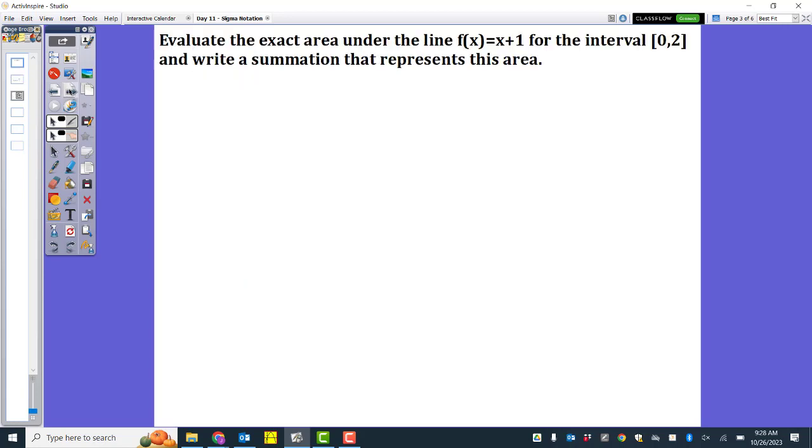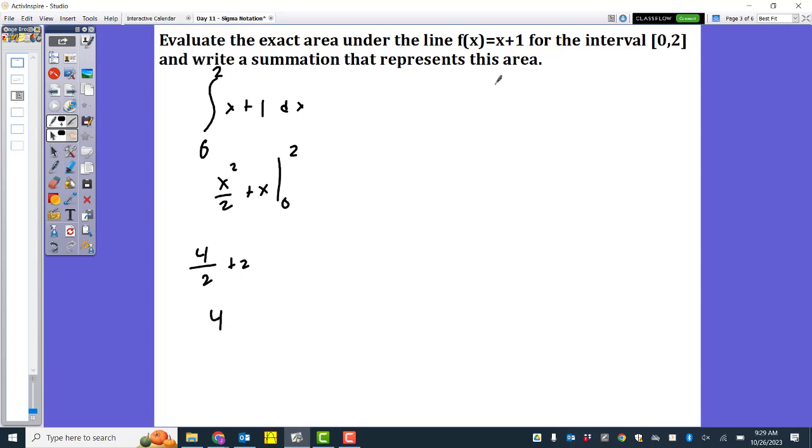Now, the types of problems you're going to ask are wildly different. A lot of times it's going to be something like, here's an integral, represent it as a Riemann sum. So we're finding the exact area under the curve, which means finding the integral from 0 to 2 of x plus 1 dx. We have x squared over 2 plus x from 0 to 2. Plug in the upper and lower bounds, so 4 over 2 plus 2 minus 0, which is going to be 4. So there's the exact area under the curve, and then write a summation that represents it.